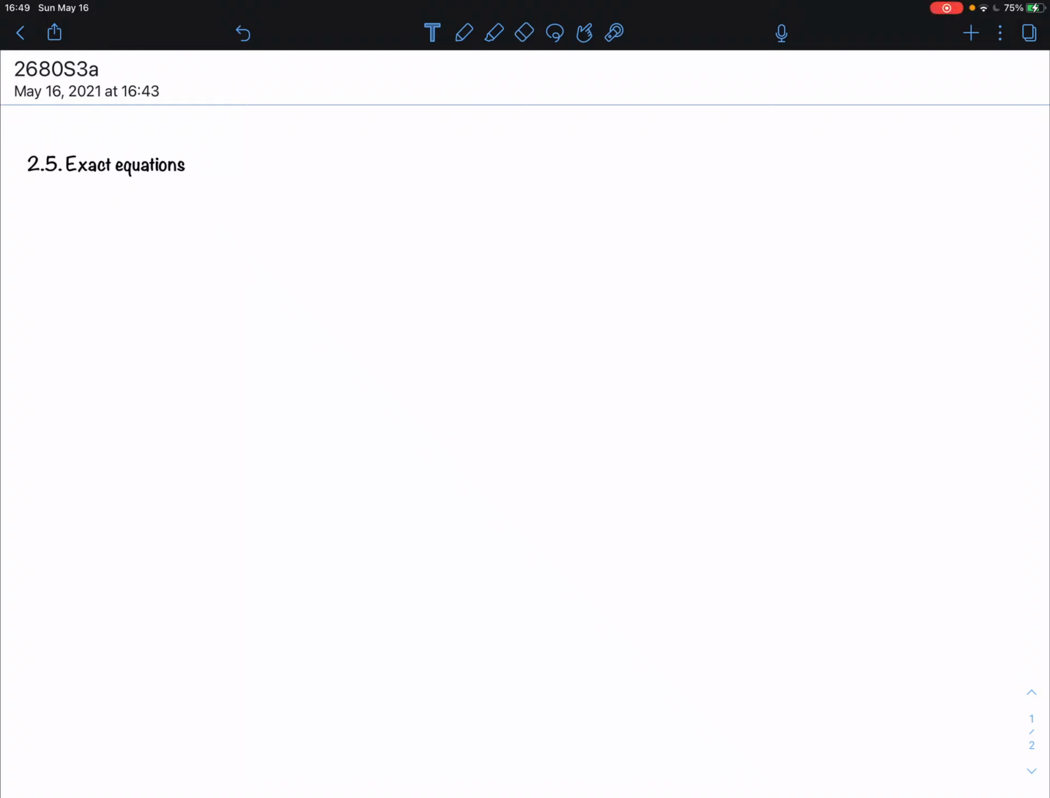Hello everyone. So the next topic is called exact equations. And these are a special type of differential equations of the following. I'm not going to show you the form yet, because I need to review something first. And during the review, you can actually see where these exact equations come from. Let me say a quick review of implicit differentiation.